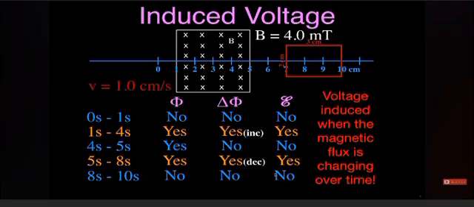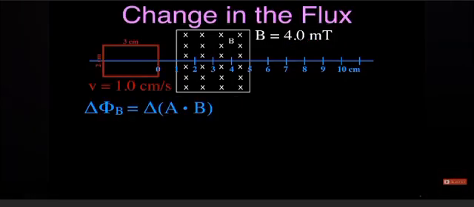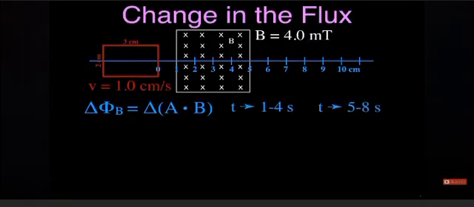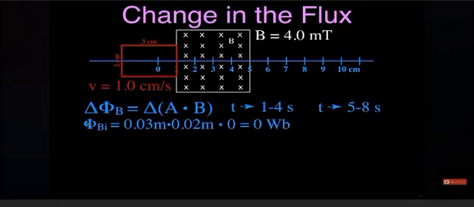But take note, there are only 2 points where there's actually an EMF in our coil. Otherwise, for the rest of the times, there is no induced EMF. So let's look at those 2 points, 1 to 4 seconds and 5 to 8 seconds. If we look at the initial flux that we started off with, it would be zero. There are no lines of magnetic force getting through our coil.